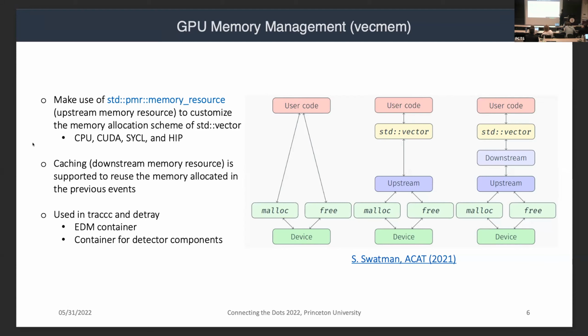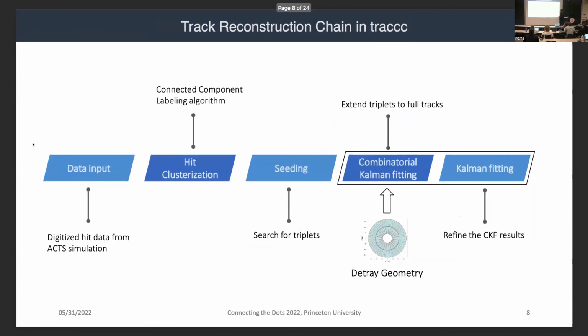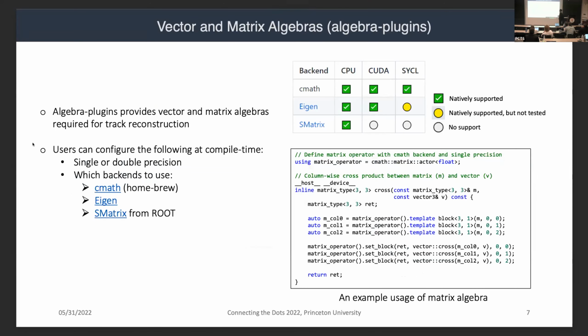And this compositionality of the memory allocation is used in traccc that way. In traccc, we use it for the metadata model container, and in that way, we use it as a container for detector components. And now it's for the vector and matrix algebras inside the algebra plugins that we have.